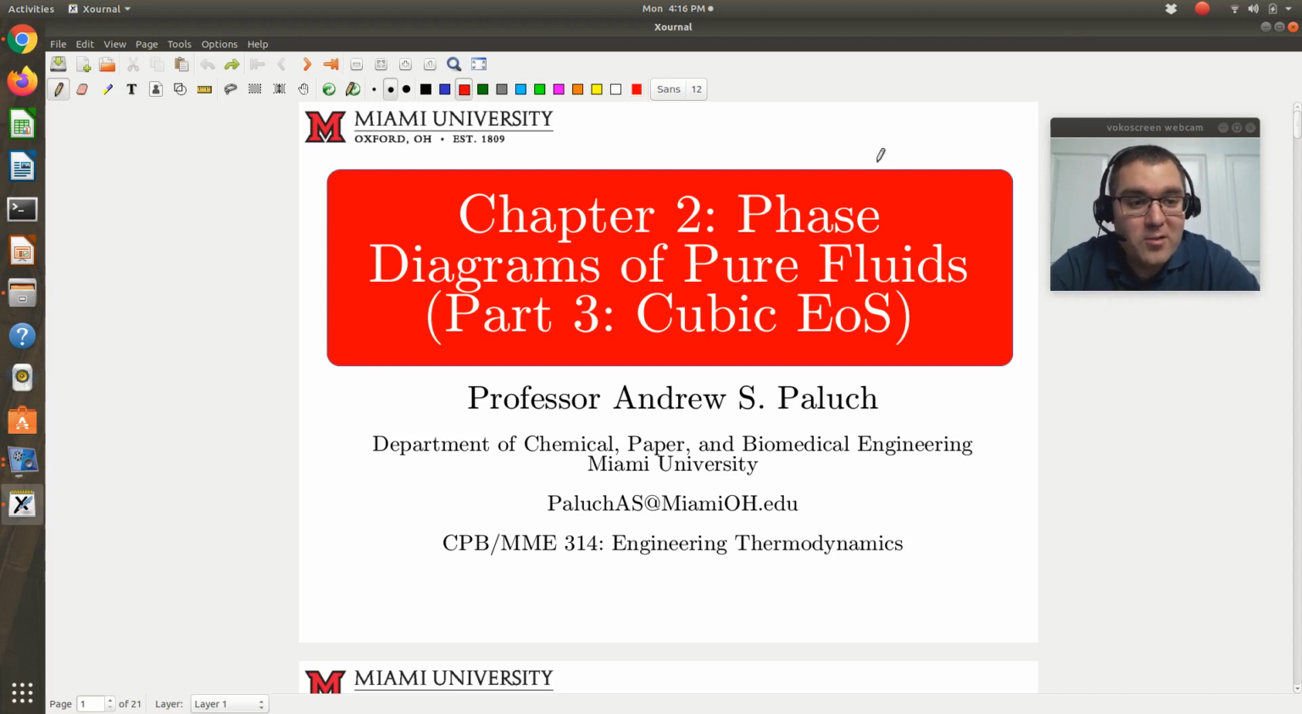There are other equations of state that exist. Cubic equations are extremely common, especially in chemical engineering. They're indispensable when thinking about designing, say, a chemical plant or process.